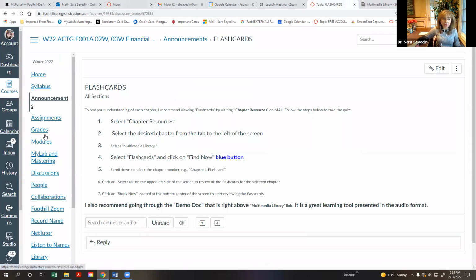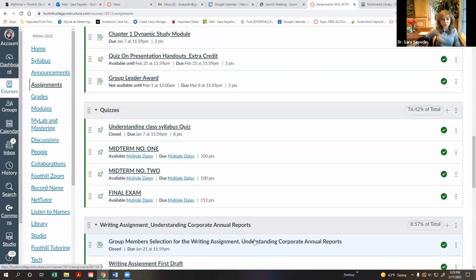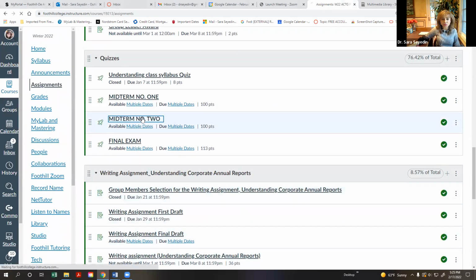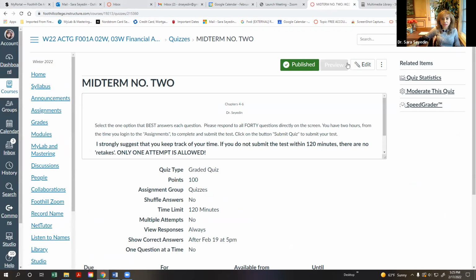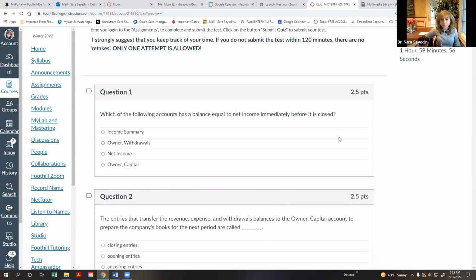And your midterm is posted on the assignments. So I'm going to go to midterm number 2. And I will do a preview for you. So for example, question number 1, it says, Which of the following accounts has a balance equal to net income immediately before it's closed? It has a balance that equals to net income.